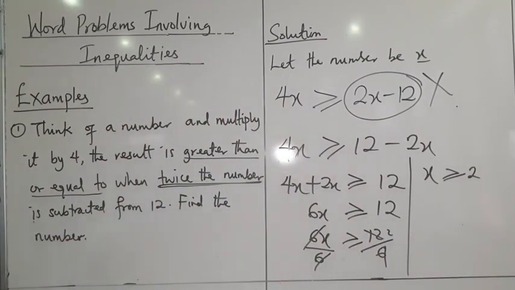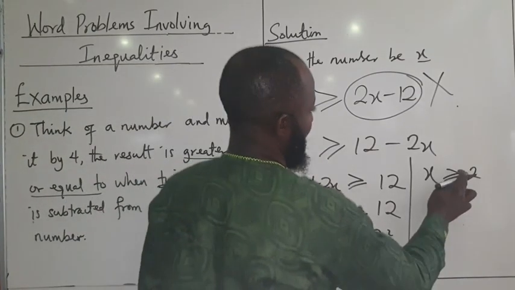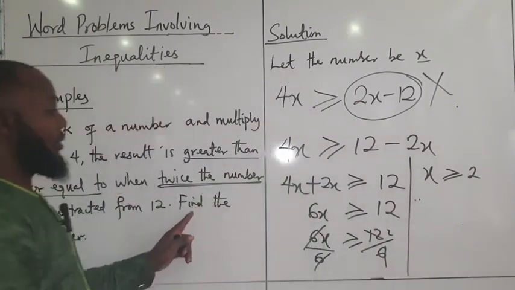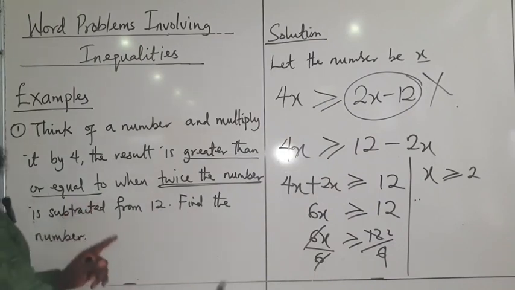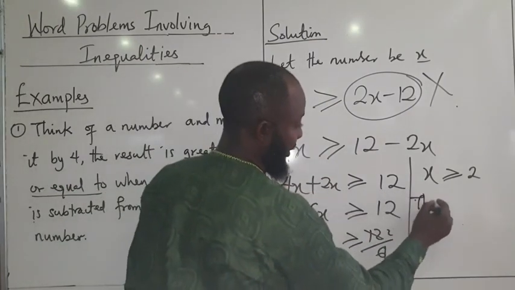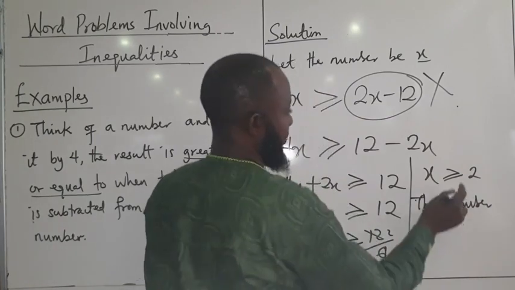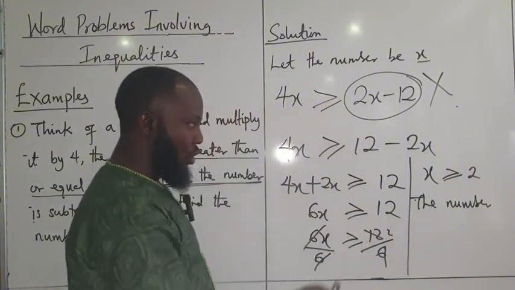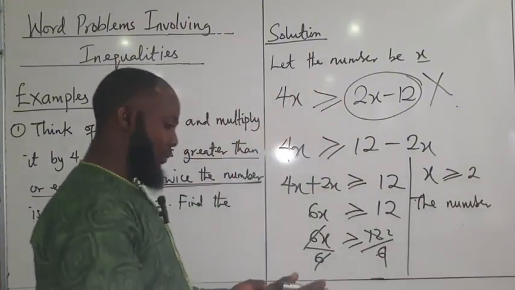Find the number. So x, the number, because the question asks, we are not looking for x. The question says, think of a number. Find the number. We now write the number. If it is in theory, the number, so we can see x is greater than or equal to 2, so the range of numbers is not only 1.